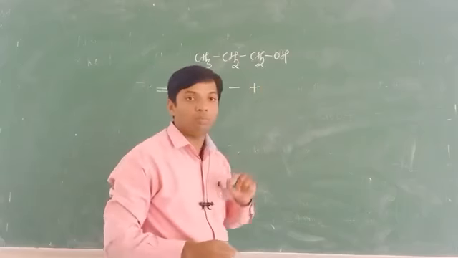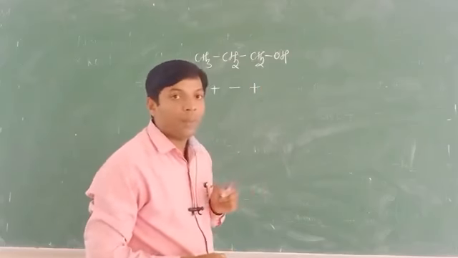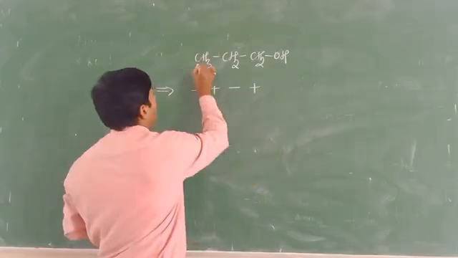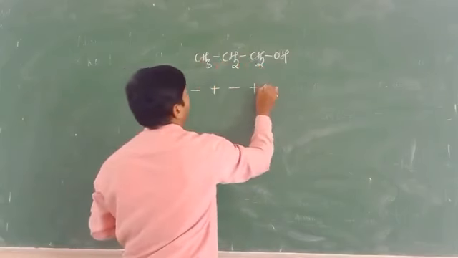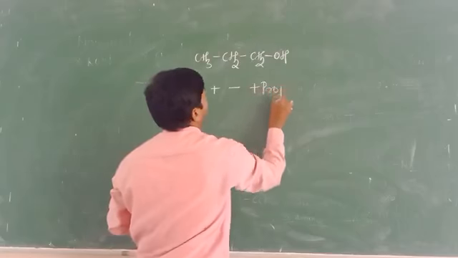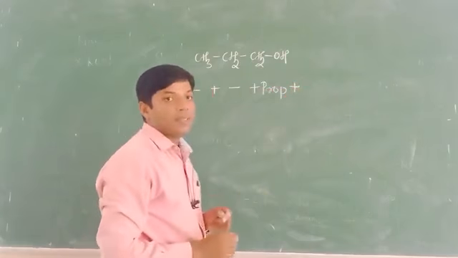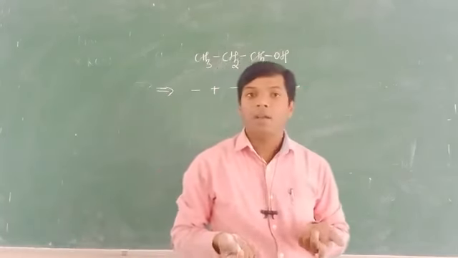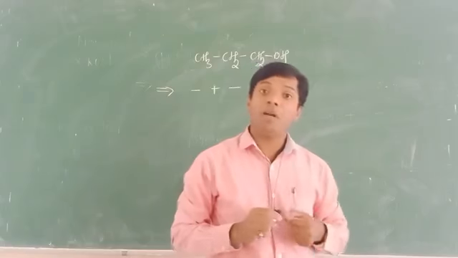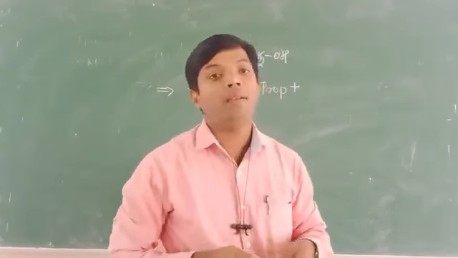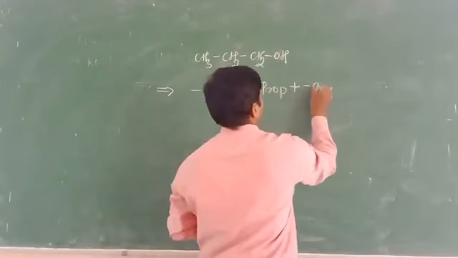I'll come to the root word. How many carbon atoms are present in the system? Calculate: 1, 2, 3. 3 carbon atoms are there. So that's why I write prop. Plus primary suffix. What is the role of the primary suffix? Nature of the compound. The compound has carbon-carbon single bonds. So that's why I will write ane.